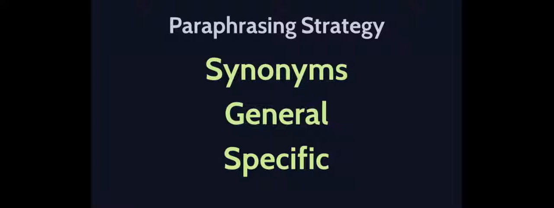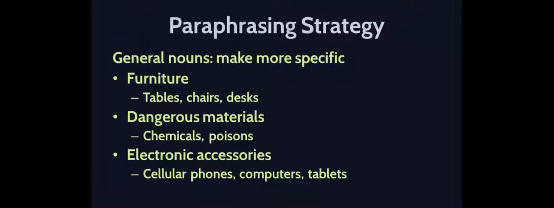And then you can also think about the opposite way. So you could think about a word like clothing and try to think of words that are more specific, okay, like necktie and baseball cap. All right. So here's another example of that, right? So general nouns, we want to make those more specific. Furniture, tables, chairs, desks. Dangerous materials, chemicals, poisons. Electronic accessories, cellular phones, computers, tablets.